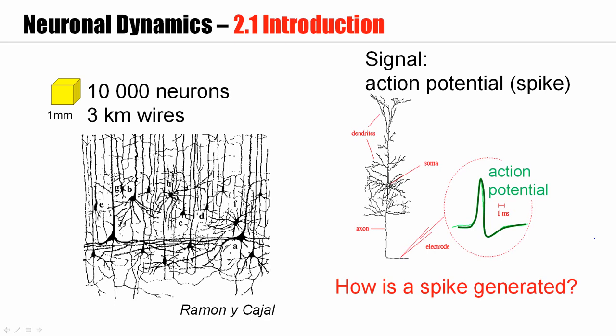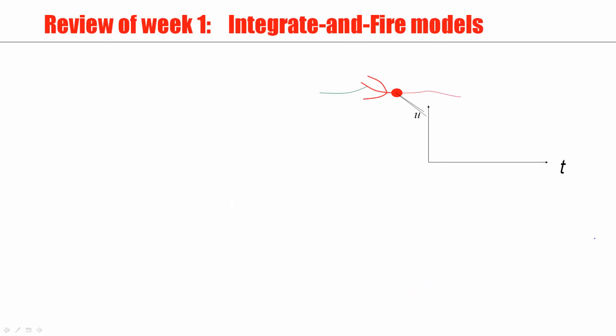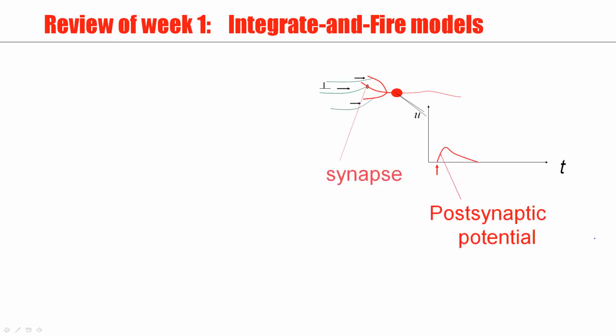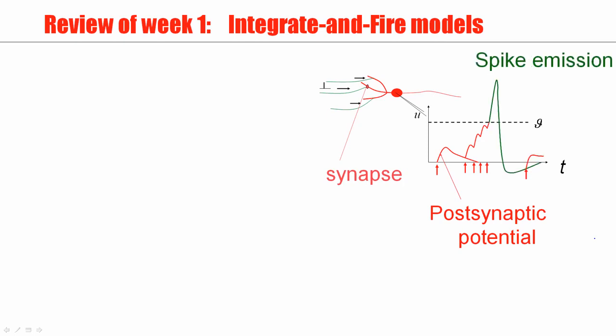What is the biophysical mechanism that causes a spike to be sent out to other neurons? In the previous week, we talked about a simple neuron model, a neuron model where spikes are represented as pulses. If a pulse comes in, it causes a response. If several pulses come in, these responses are added until a threshold is reached and a spike is sent out.